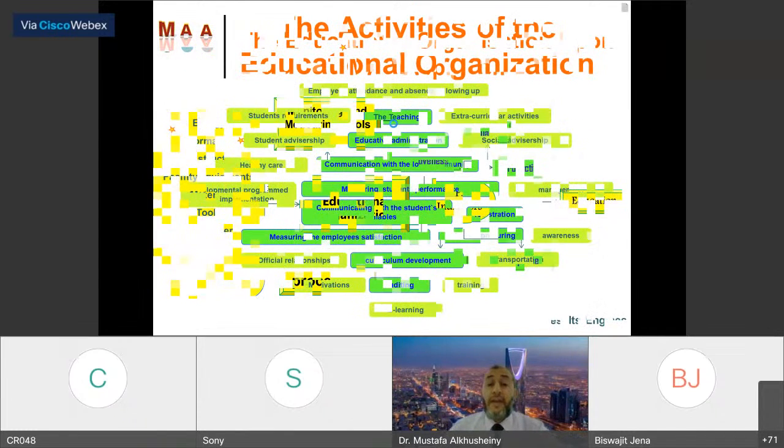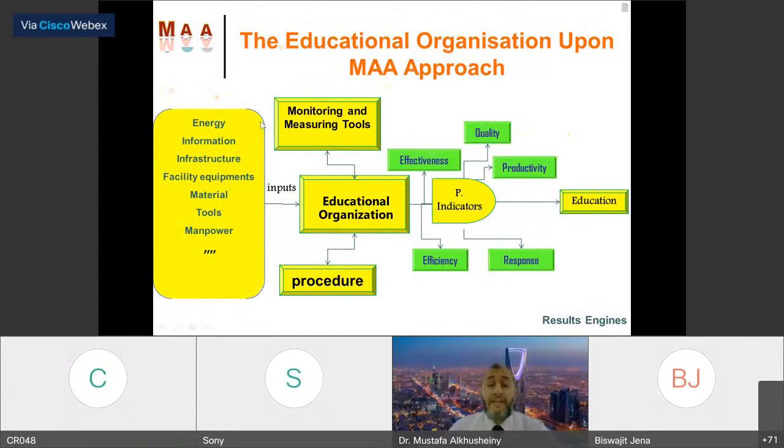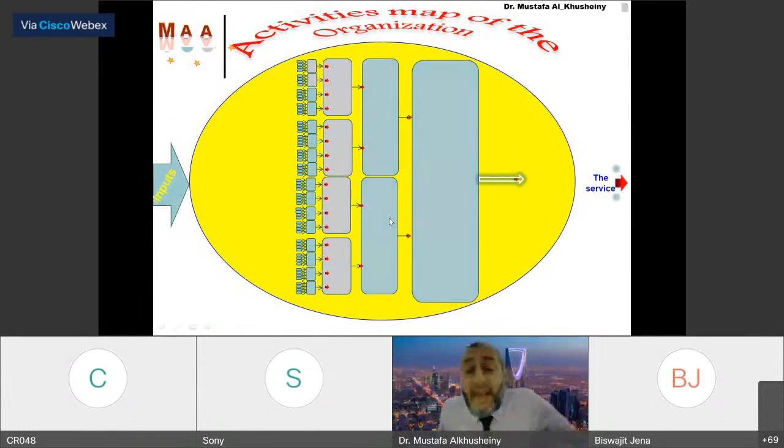Each of these activities will be built upon the approach standard or structure. So for each activity, it will be determined what the inputs are, how we can use these inputs in order to get the output, how we can monitor the procedure in order to achieve the quality, and how we can measure the performance indicators in order to control it and develop it. So at the end, for any organization, we can build the activities map of that organization.